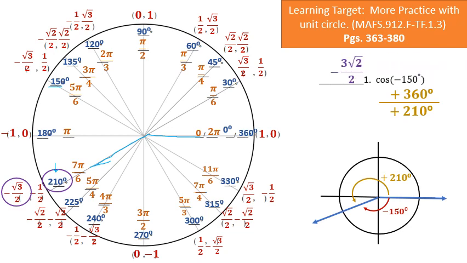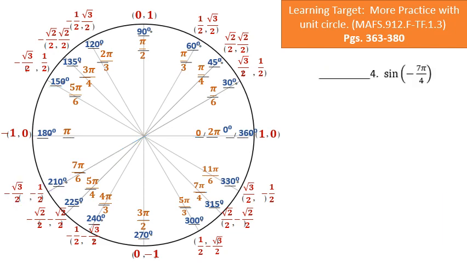Oh, mistake. Sorry, I don't know what happened there. It should be negative square root of 3 over 2. My apologies for that. Okay, are we good? I hope so.